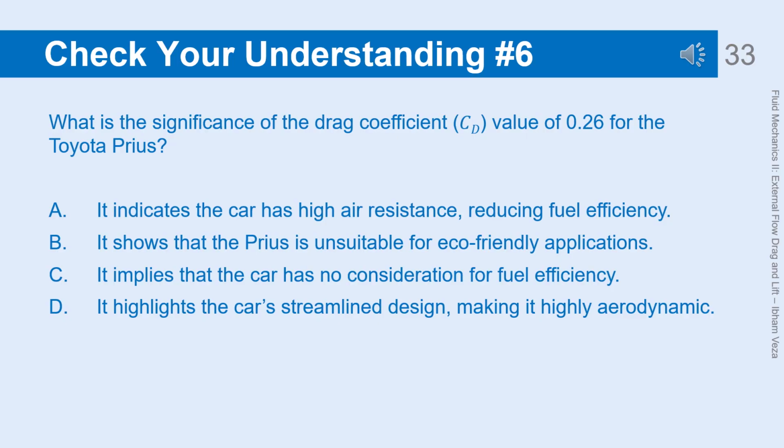A CD value of 0.26 for the Prius means that air resistance is relatively small compared to conventional cars. This explains why the vehicle is more energy efficient at high speeds. Interpreting CD values is very important in evaluating aerodynamic performance. By understanding its meaning, design decisions can be made more rationally.